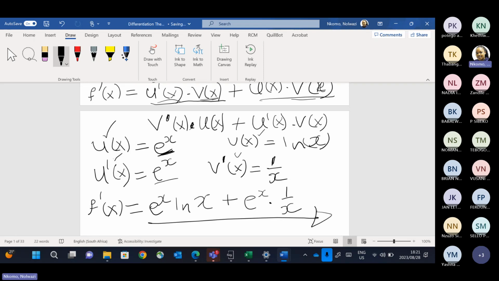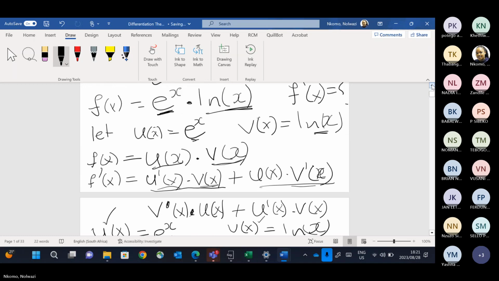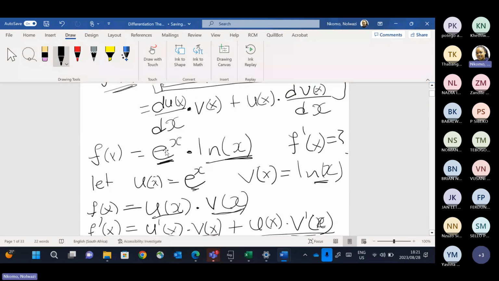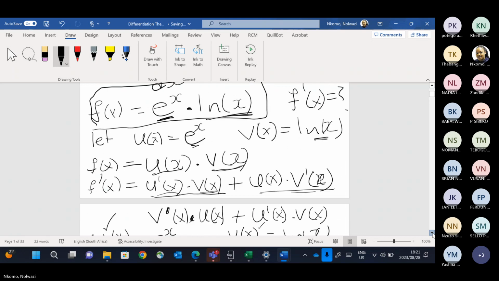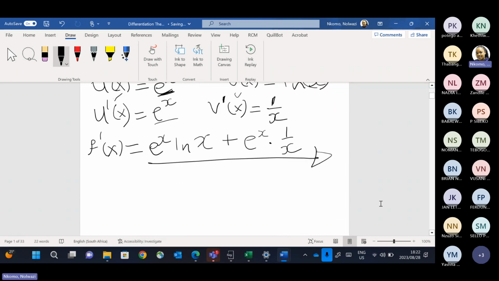And okay, this means if you are given e to the power x times ln x, and you are asked to find the derivative of this function, then your answer should obtain this as your answer. E to the power x ln x plus e to the power x times 1 over x.